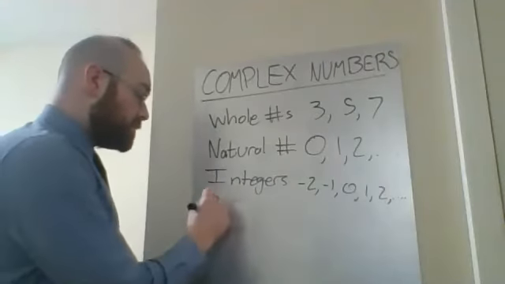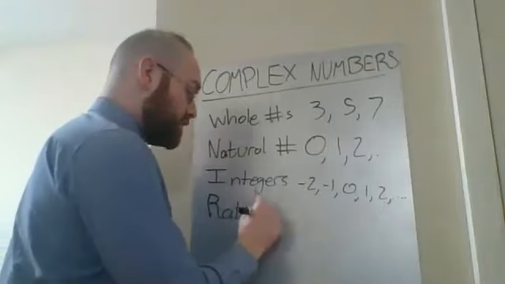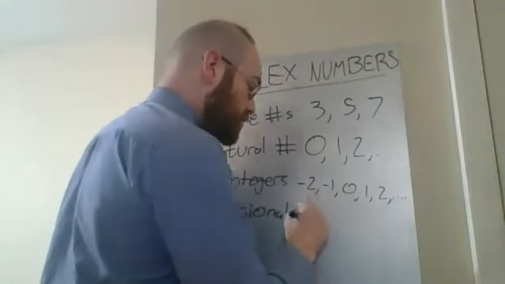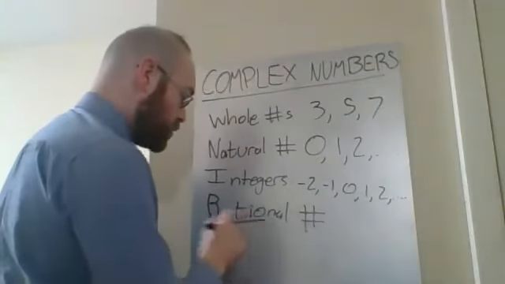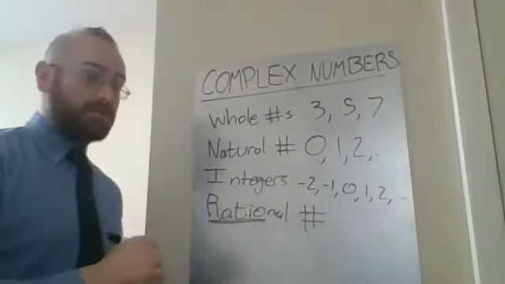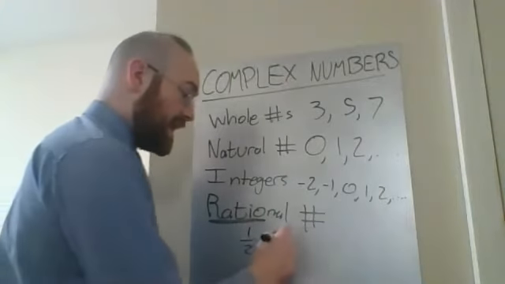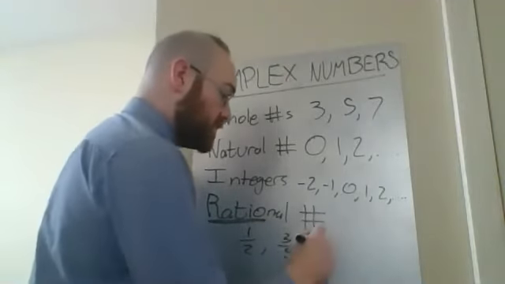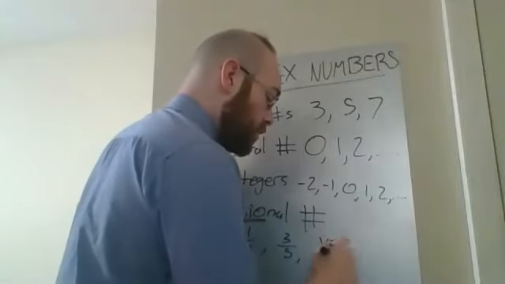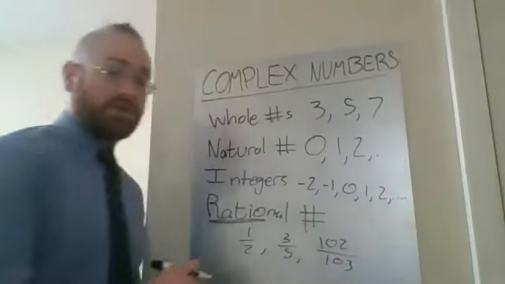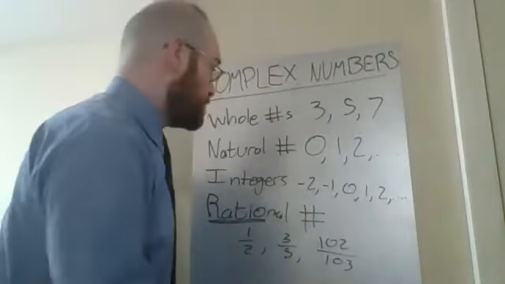The next type of number are the rational numbers. Rational numbers come from the word ratio because they can be expressed as a ratio of one number to another. So like 1/2 or 3/5 or 102 over 103. These are all examples of rational numbers.